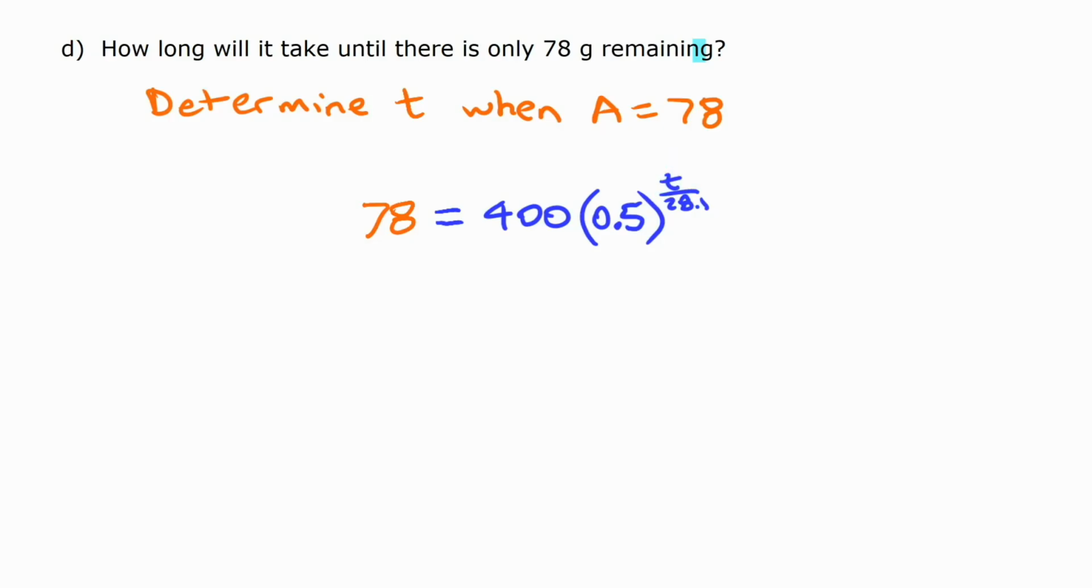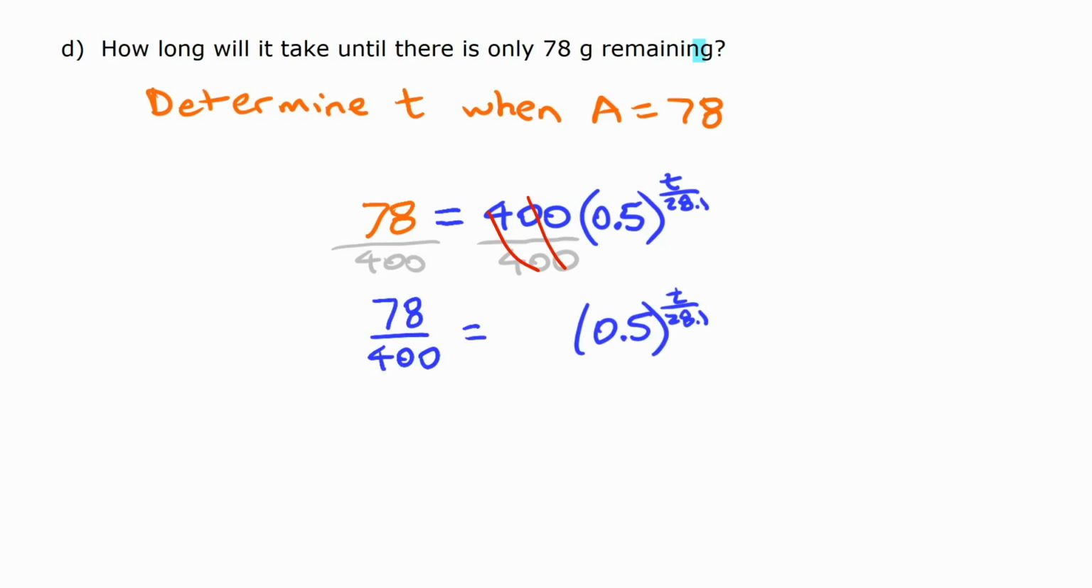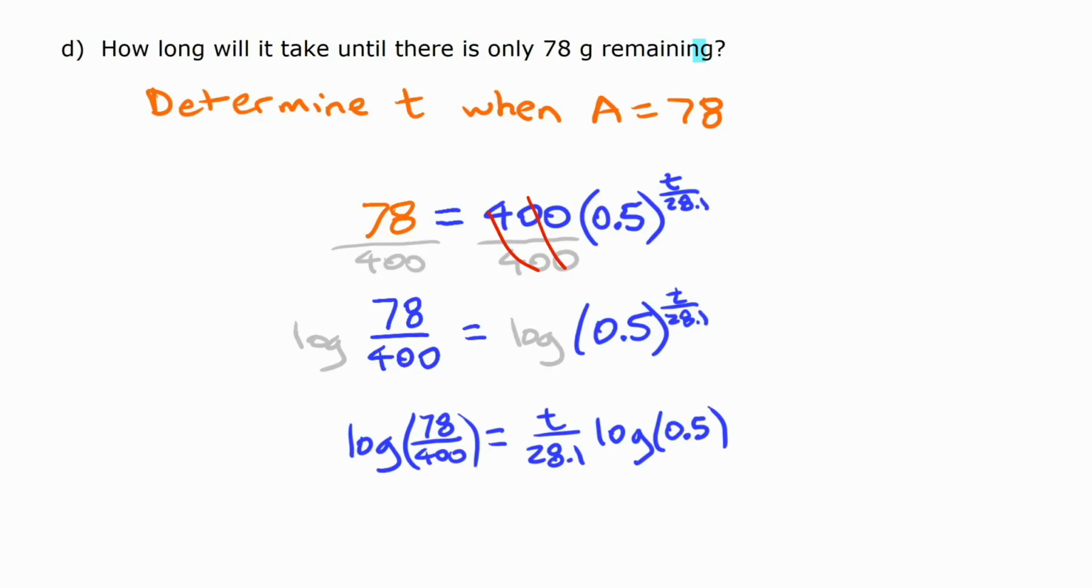To solve that, the best first step I think is divide by 400, because then you cancel that out and you just have on the left side 78 over 400. I'm not actually going to divide that. I'm going to leave it as a fraction until the very end. On the other side, just 0.5 to the t over 28.1. We can take the logarithm of both sides. Allows us to take that exponent and put it in front. And so you have an equation that looks like this.